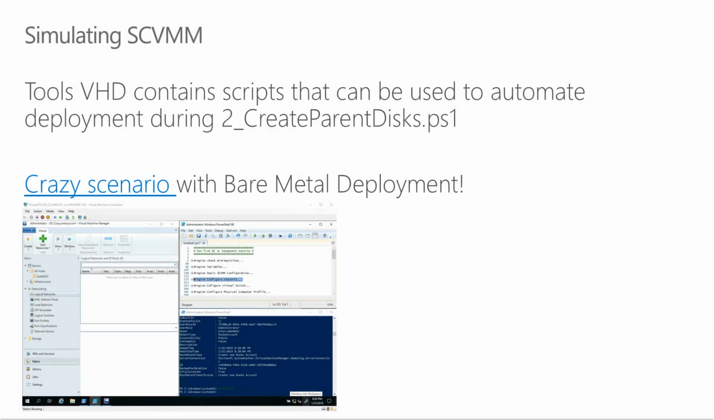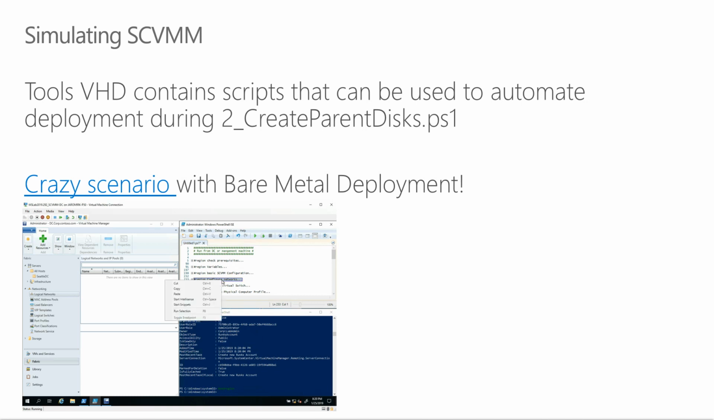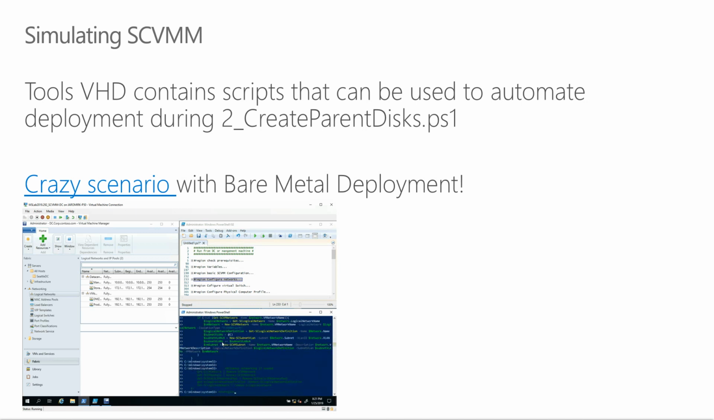Let's talk about simulating SCVMM. There's one crazy scenario I created. This crazy scenario can first demonstrate some networks, which is kind of easy. It's just a piece of code. On the GIF you can see that I select a piece of the code, copy it to the clipboard and paste it into the PowerShell window, while you can see in the SCVMM window that logical networks and even IP pools are being created.